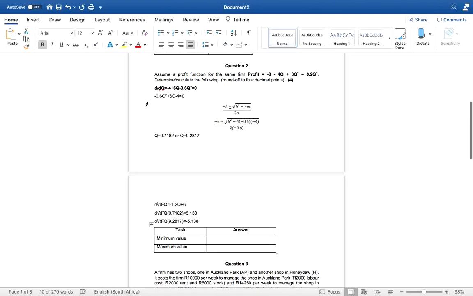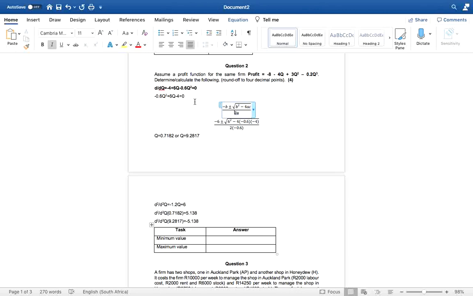So this is what we get: minus 0.6q squared plus 6q minus 4 is equal to 0. It's a quadratic equation, so we can make use of the quadratic formula. Remember the quadratic formula, I've put it there, which is minus b plus or minus the root of b squared minus 4ac, the whole divided by 2a.